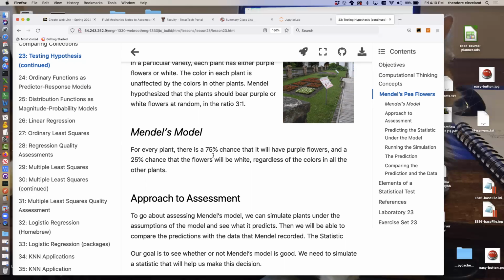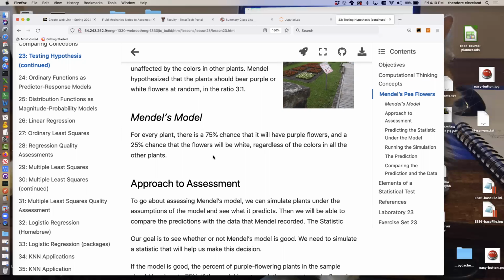So he came up with this conjecture. We're going to go ahead and use that as a motivating idea for some hypothesis tests. That's the whole point of it.